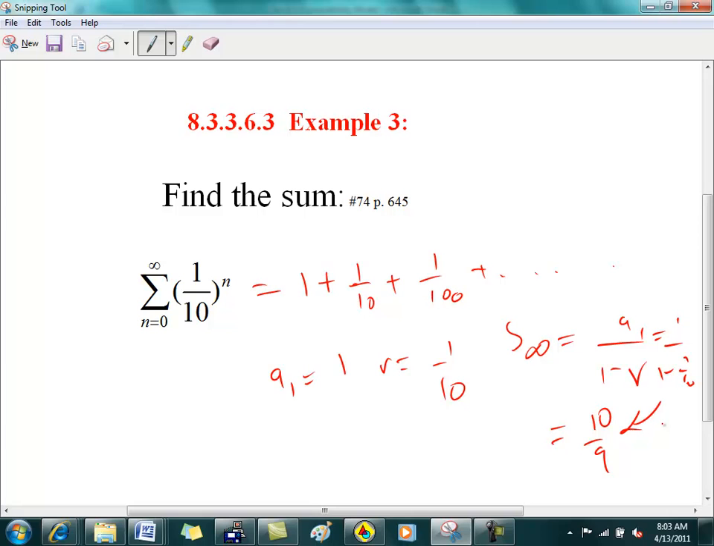Can everybody read this quickly? Can anybody rewrite that? You guys got this? This is just plugging in: A1 is 1, R is 1 over 10. So this is 1 over 1 minus 1 over 10, which is 10 over 9. You guys okay on this? Okay, I'm done.